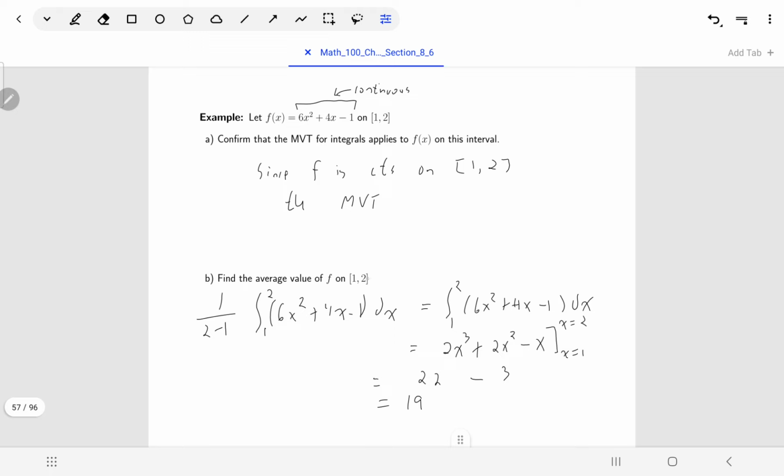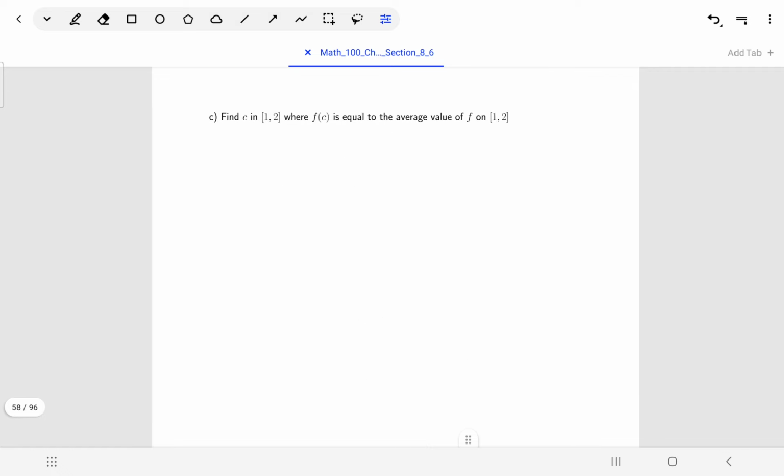It might be equal to 19 elsewhere. It might be equal to 19 in a bunch of places, but what the mean value theorem is guaranteeing for us is that somewhere in the interval that we're interested in, it will take on that value. So somewhere f of x should be equal to 19, and that somewhere should be between 1 and 2.